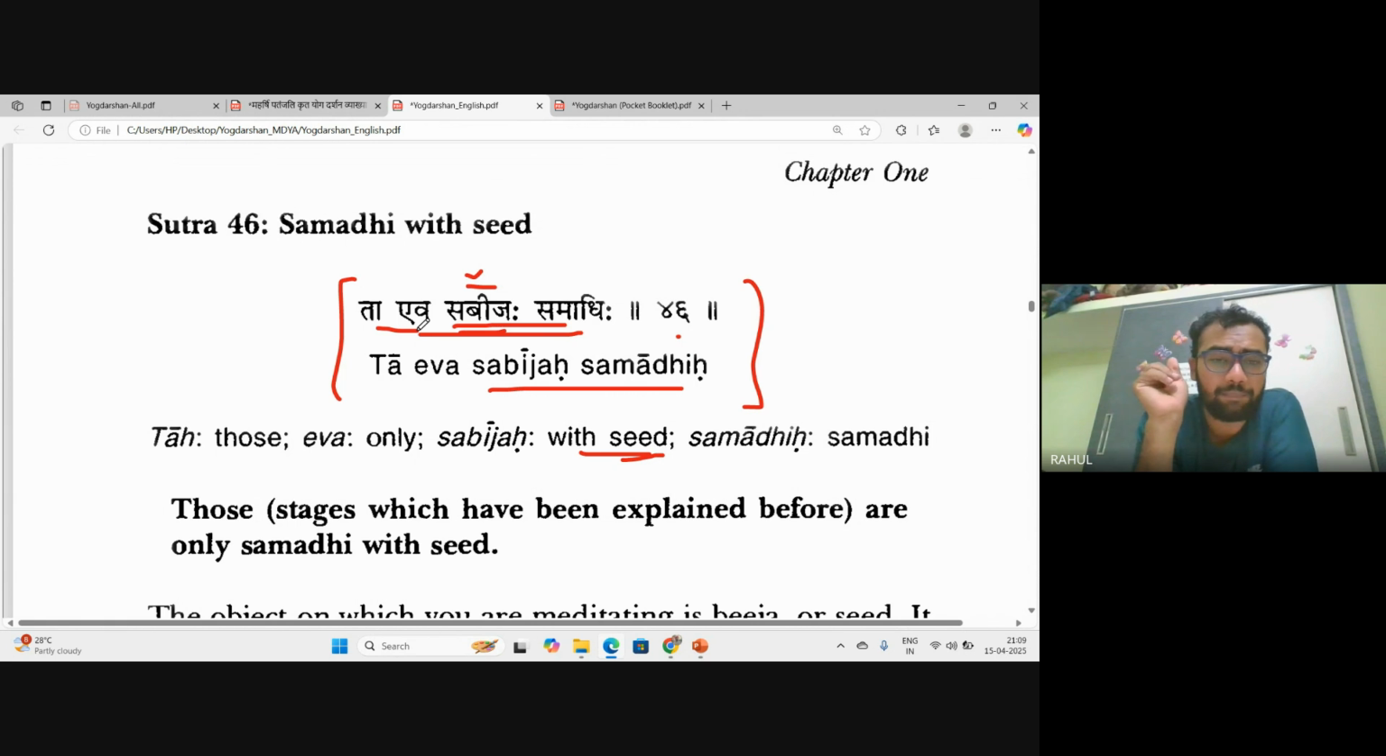So the question will come in the exam, which is the Sabij Samadhi. Vitarkanugat is Sabij Samadhi, Vicharanugat Sabij Samadhi, Asmitanugat Sabij Samadhi, Anandanugat Sabij Samadhi. These all are Sabij Samadhi. But Asampragya Samadhi, we understand, is Nirbij Samadhi.